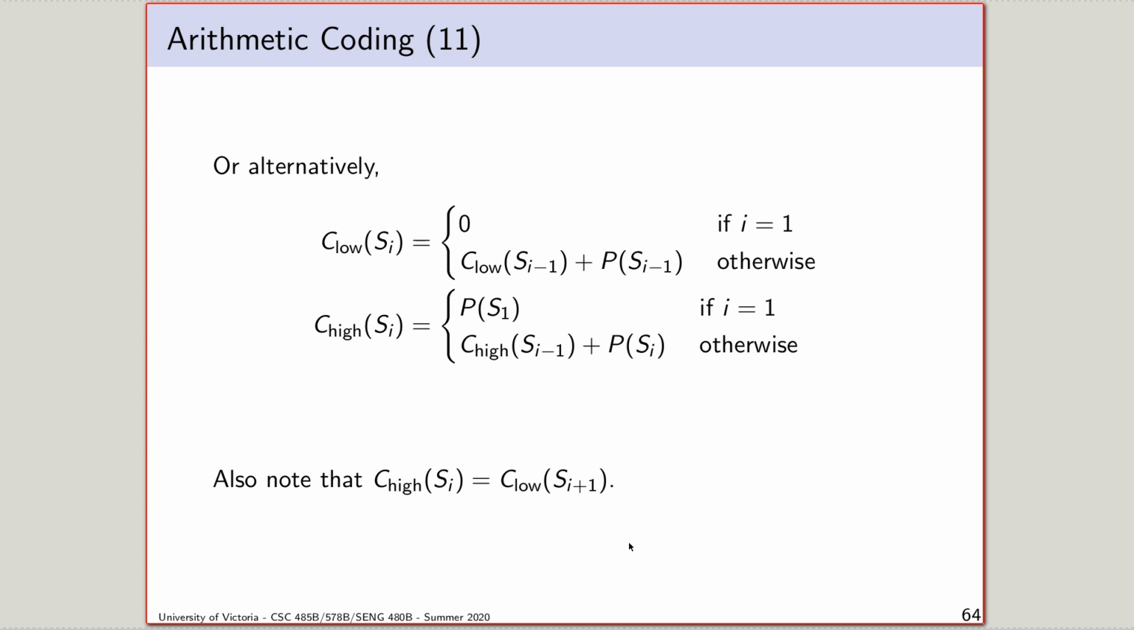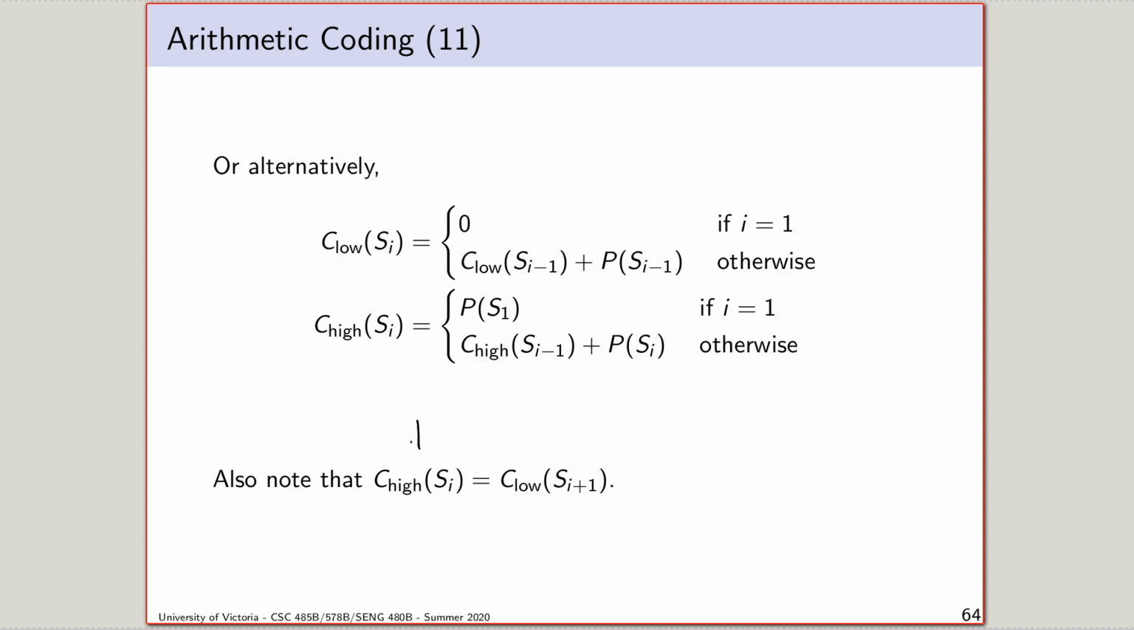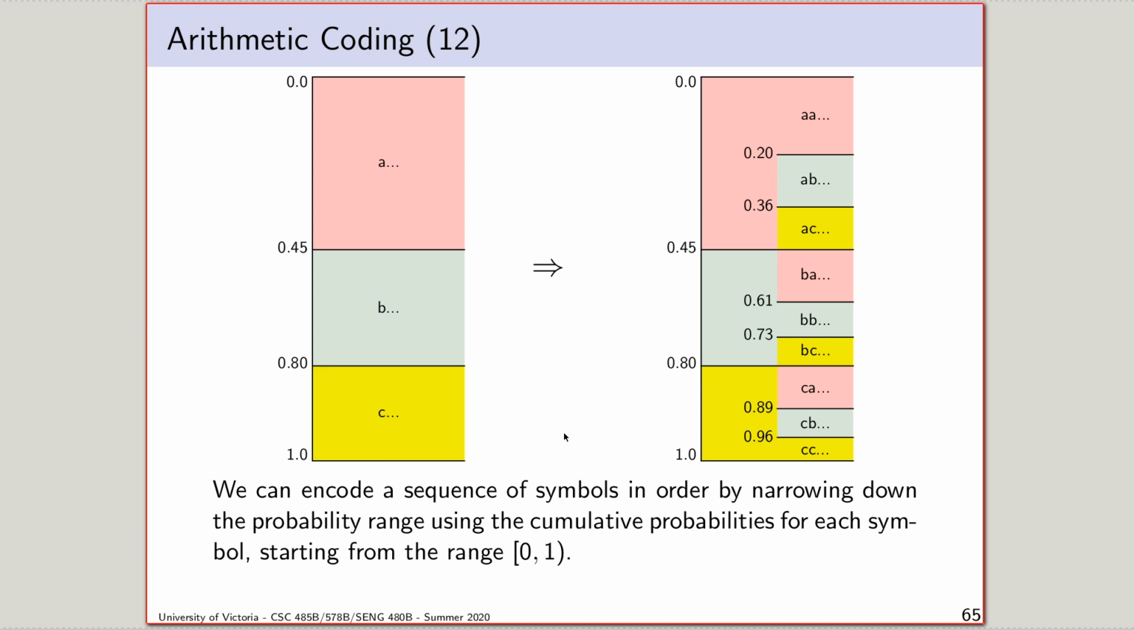You might also know that the low-high thing is actually a notational convenience, because the high end of the range for this symbol is just the low end of the range for the next symbol. So you only have to compute the lows, and then you can use that identity to get the highs. And so I encode my sequence of symbols by narrowing down the probability range using those cumulative probabilities.